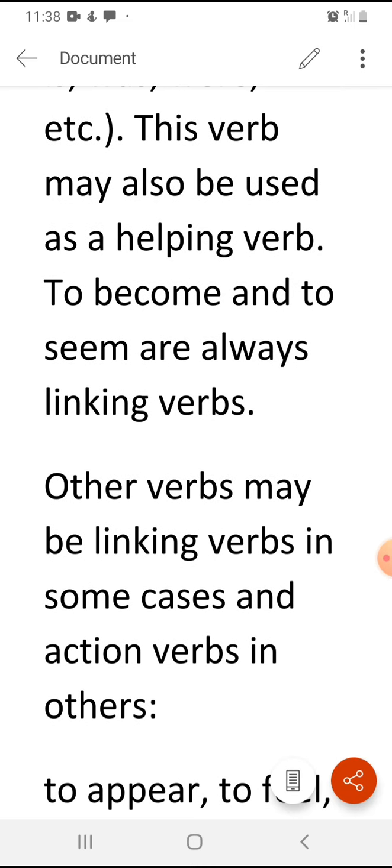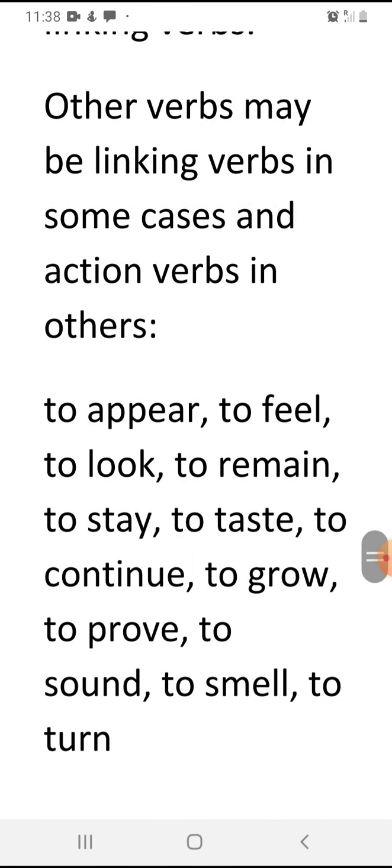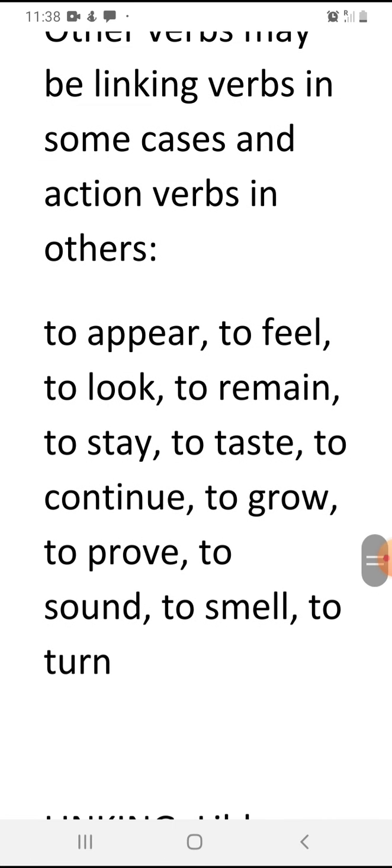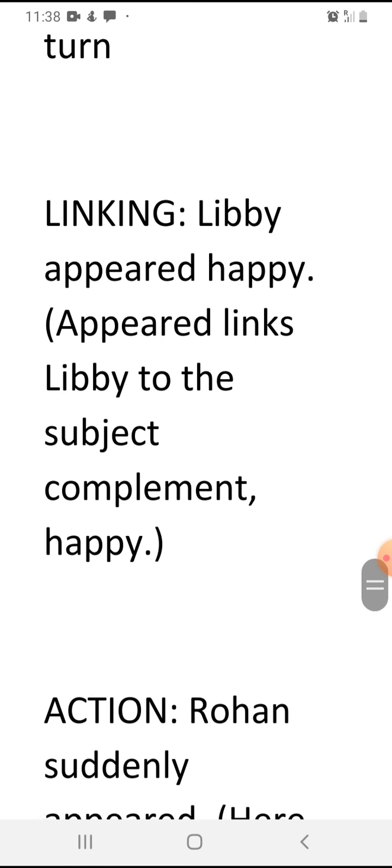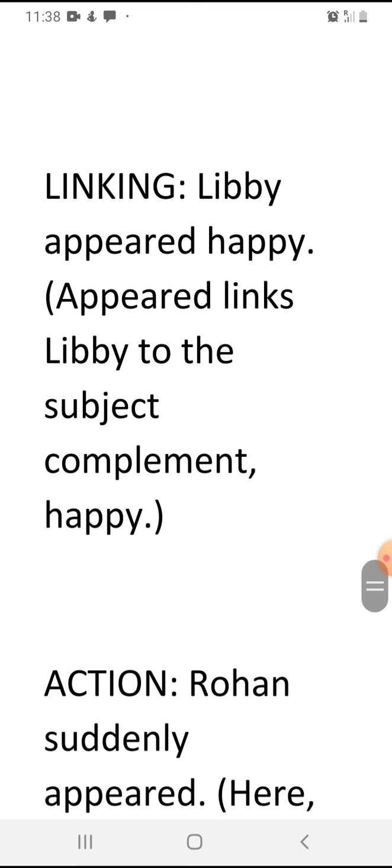Some of the linking verbs can be used in both ways, as a linking verb as well as an action verb. Let us see this. Some of these verbs are to appear, to feel, to look, to remain, to stay, to taste, to continue, to grow, to prove, to sound, to smell, to turn. Now, let us see how the same verb is used as a linking verb or as an action verb.